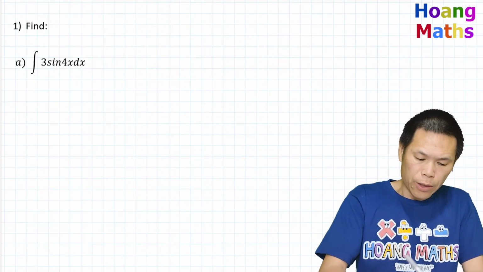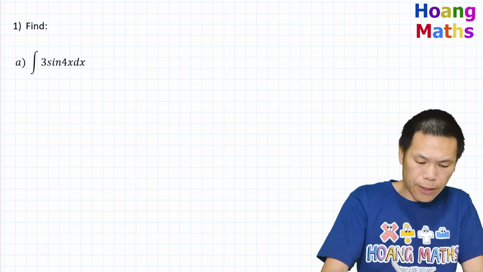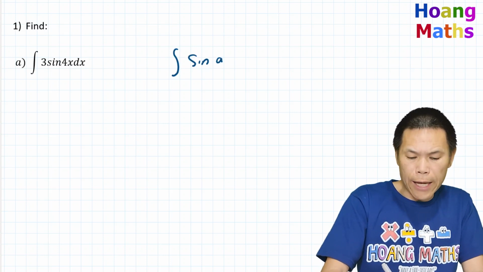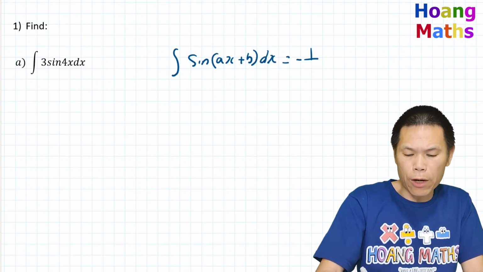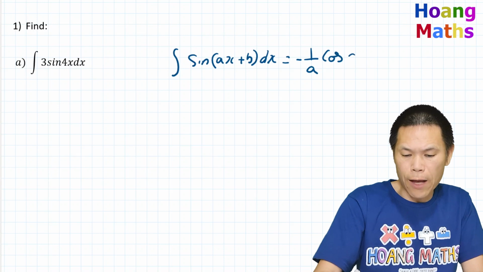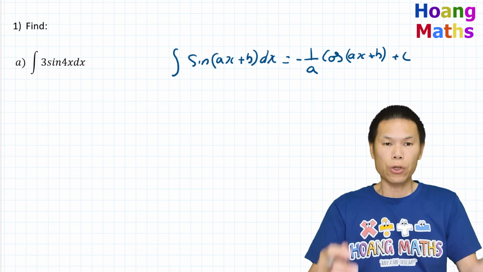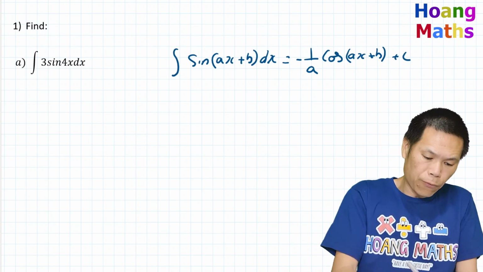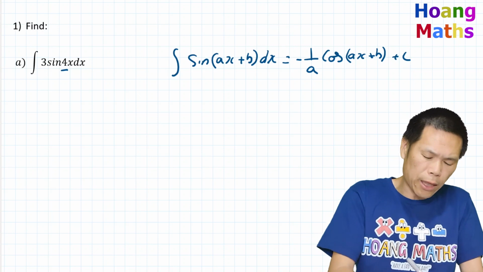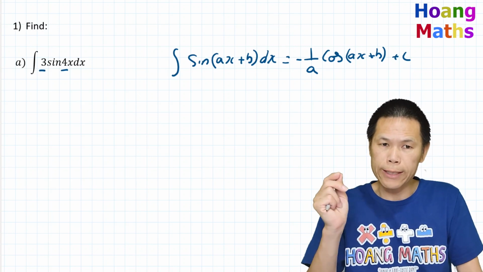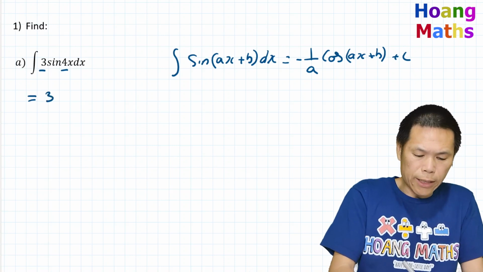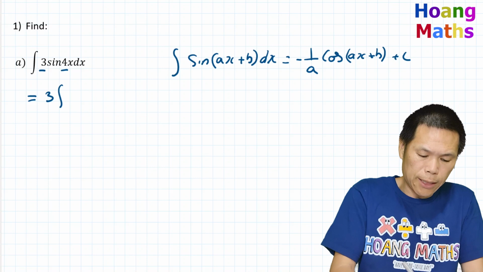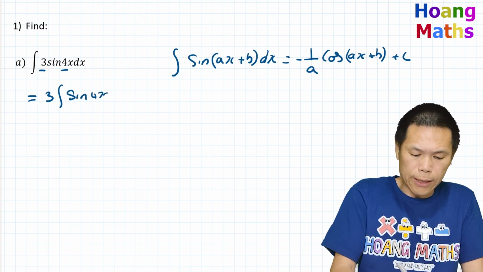So first one. We know that integrate sine of ax plus b dx will give me negative 1 over a cos of ax plus b, and we need to add a constant, of course. So now in this case, a is 4 and b is 0. We can ignore that. And the 3 is just the constant. We can take it out if you like, or you can leave it as it is. So we can also write this, it helps you to read a bit easier, sine of 4x dx.